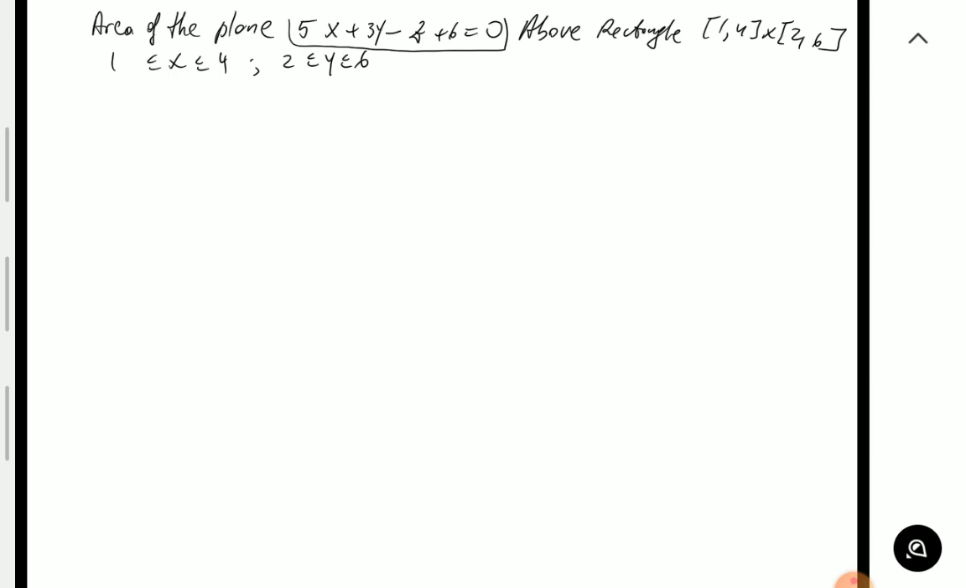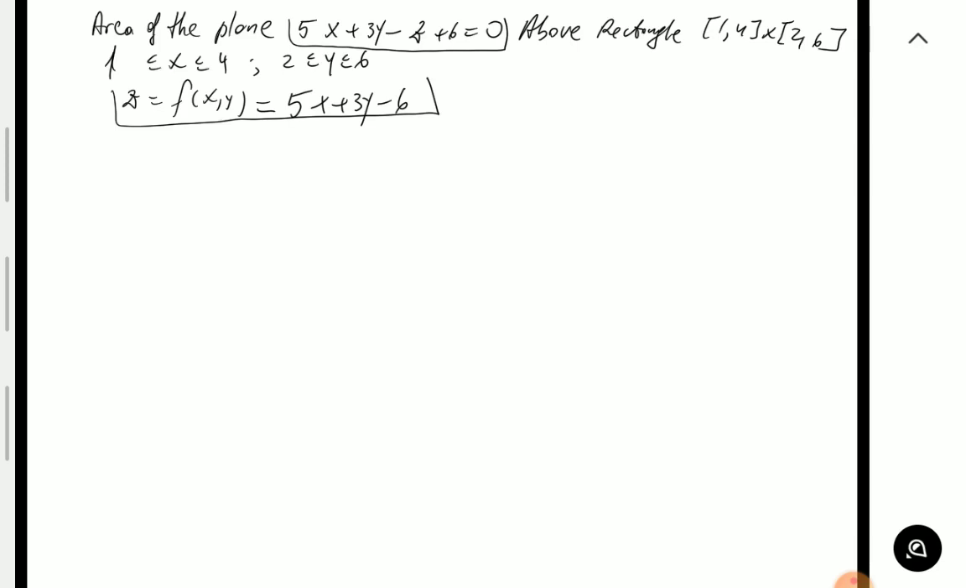We have a formula for the surface area given by a function of two variables, z equals f of x, y. So it's your job to view the plane as a function of two variables. That is to say, you get z by itself, and then z is going to be 5x plus 3y minus 6. So that's the equation of the plane given in the problem as a function of two variables x and y.